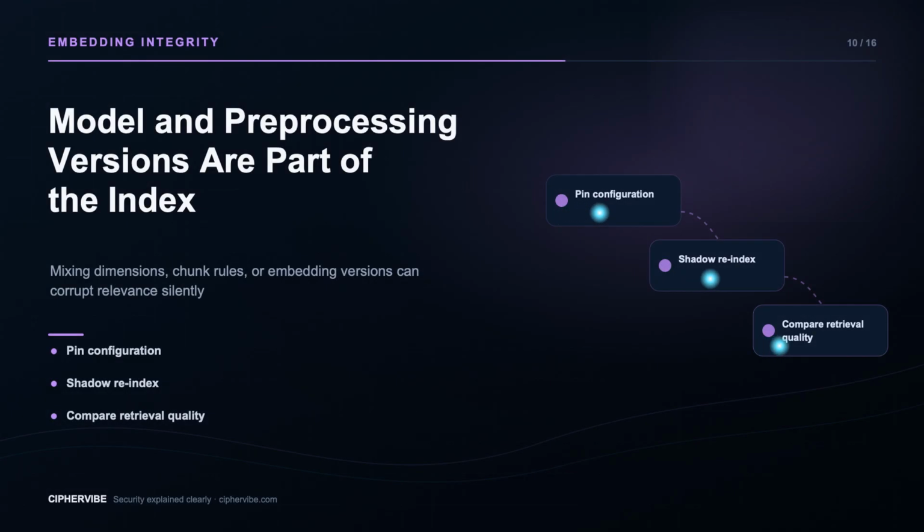An embedding index is coupled to the model, dimensions, normalization, chunking, language handling, and pre-processing rules that created it. Pin those versions. For a migration, build a shadow index, compare relevance and security slices, then promote atomically. Never mix old and new vectors casually or overwrite the last known good snapshot.